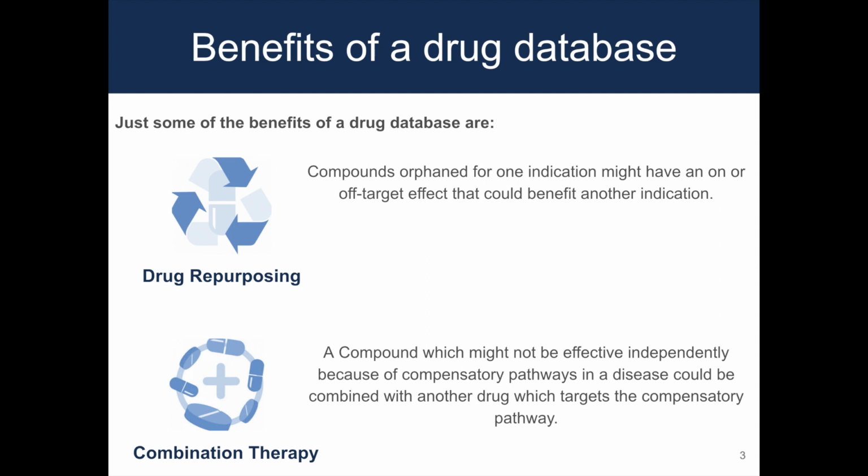A drug database can help in identifying compounds which could be used for treating diseases very different from those they were approved for. Another example is combination therapy. A compound which might not be effective independently because of compensatory pathways in a disease could be combined with another drug which targets the compensatory pathway. A drug database can help in identifying complementary compounds which target a specific compensatory pathway.